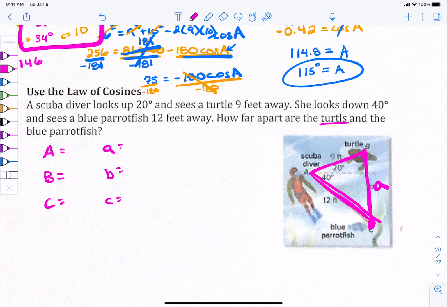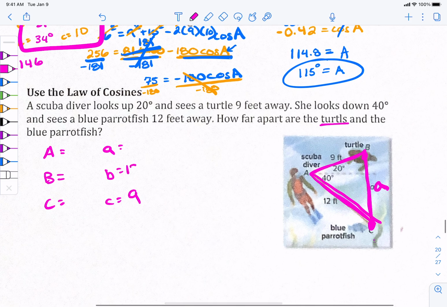Okay. What are some things that we know? 9 is little c. What's 12? Little b. And what else do we know? Angle A is 60 degrees. And now I'm trying to find little a.